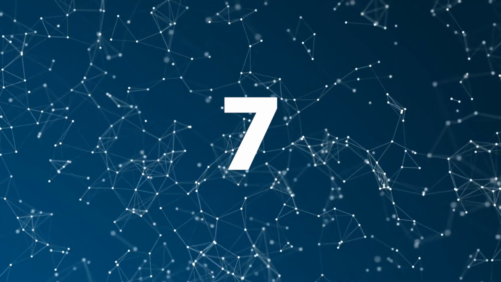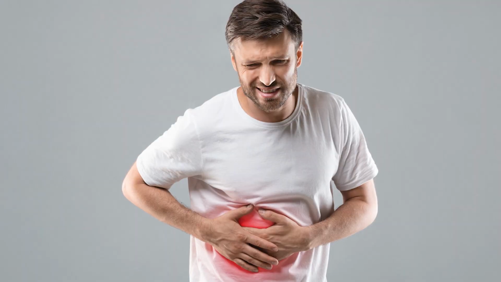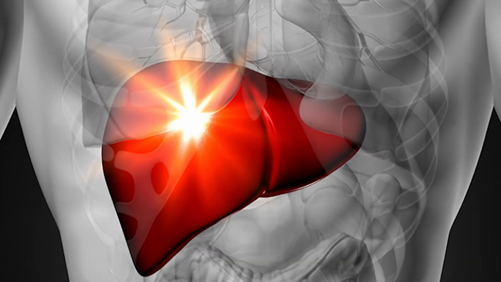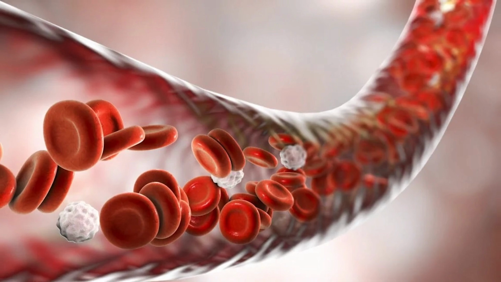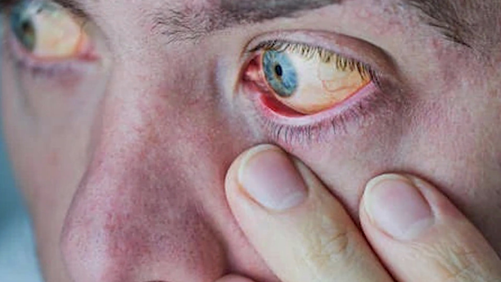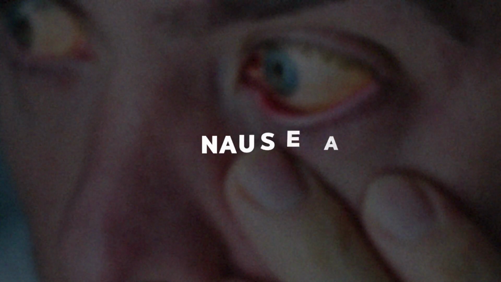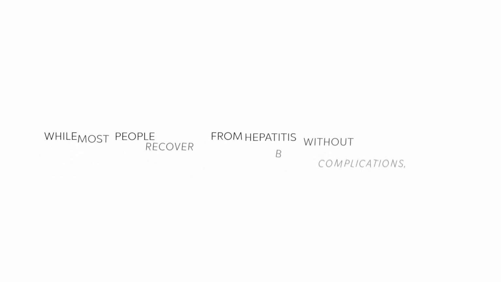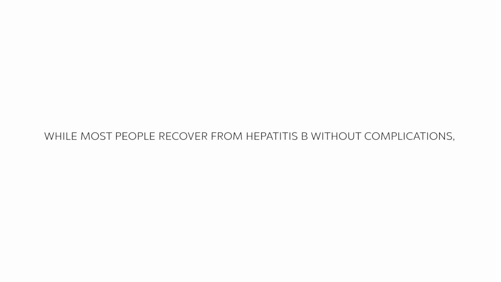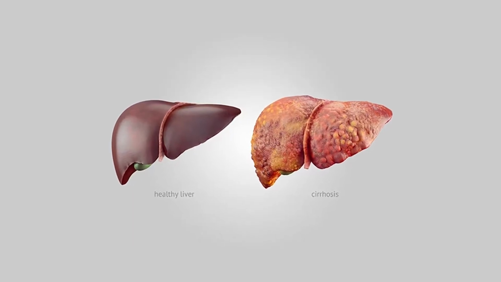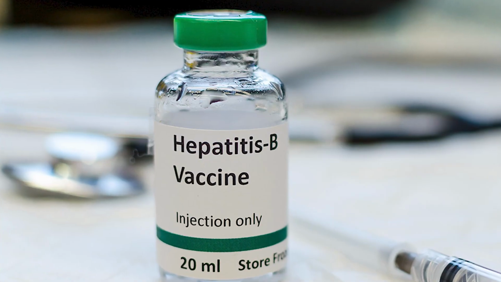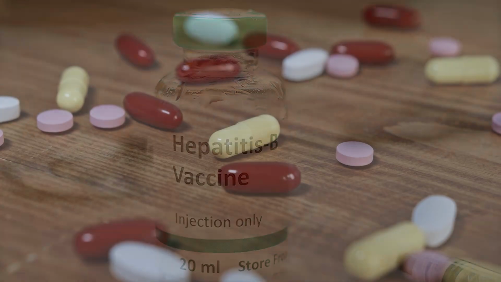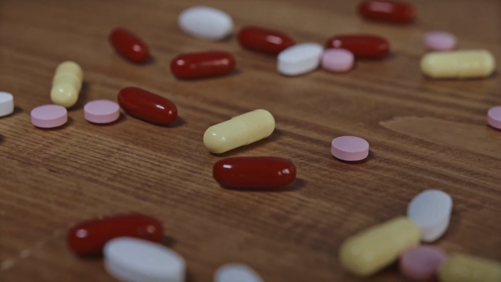At number 7, we have hepatitis B. This viral infection can cause liver inflammation and damage, and is spread through contact with infected blood or bodily fluids. Symptoms of hepatitis B can include fatigue, nausea, abdominal pain, and jaundice. While most people recover from hepatitis B without complications, some may develop chronic infection that can lead to liver cirrhosis or cancer. A vaccine is available for hepatitis B, and antiviral medications can be used to treat chronic infection.